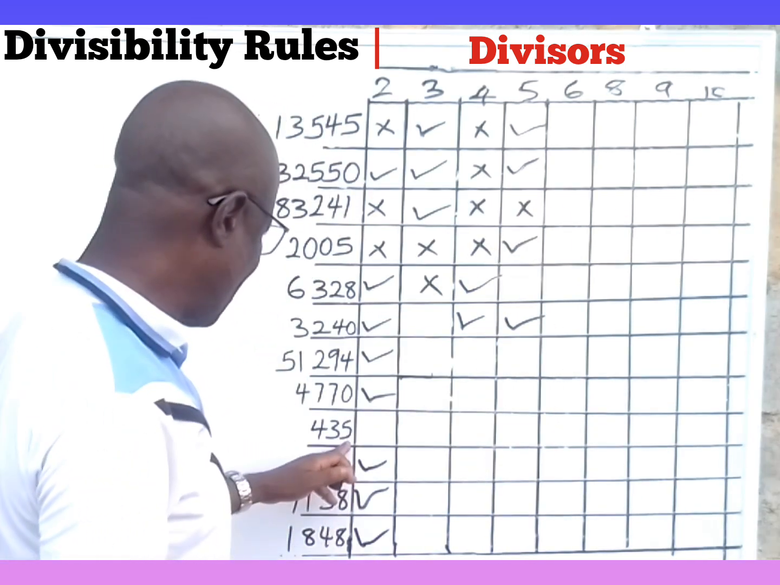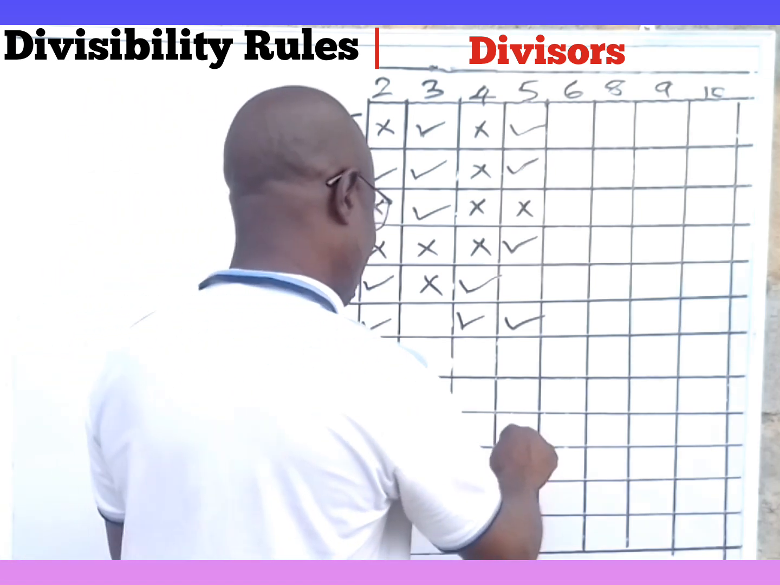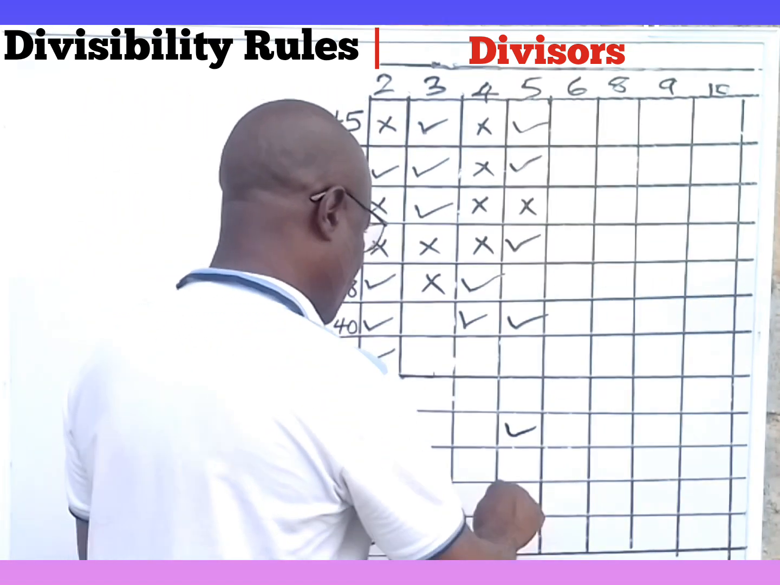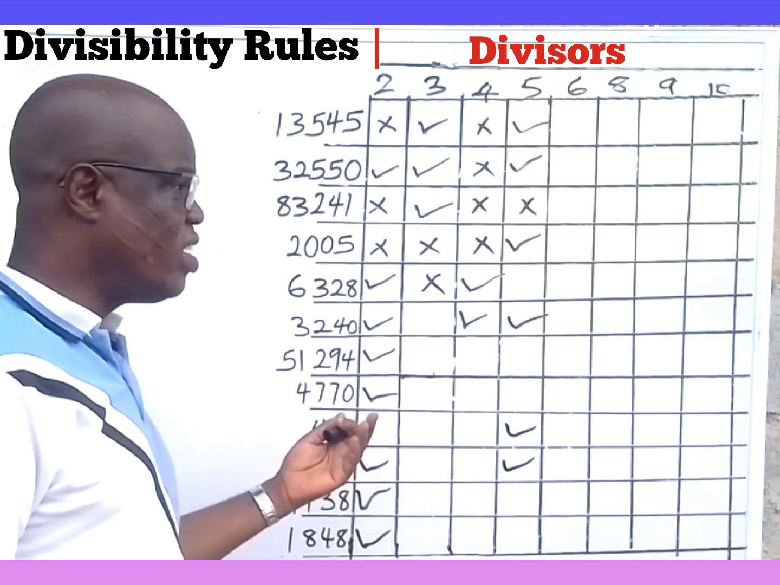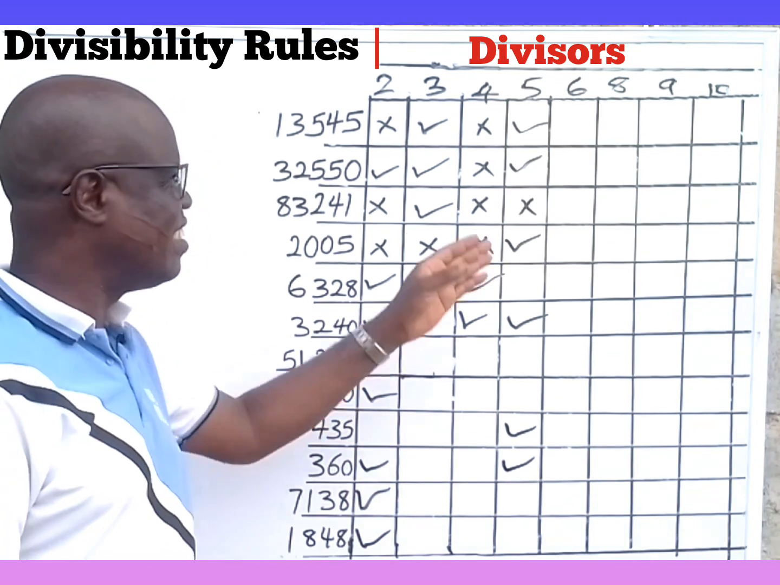Look at this one. This can be divided by 5. This also can be divided by 5. So you can do the rest. Now let's look at 6.